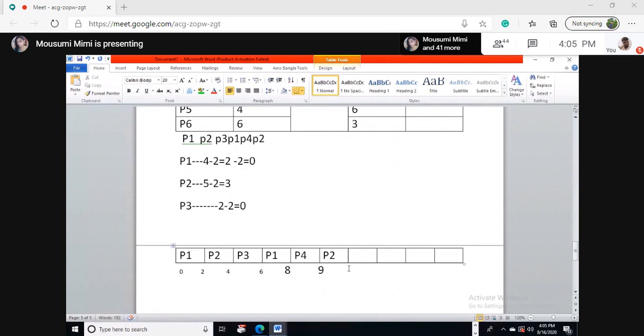Process 2, and total remaining time is 3 and my time quantum is 2. So it cannot be finished. 1 is also remaining. So it will be 9 plus 2 equals 11.